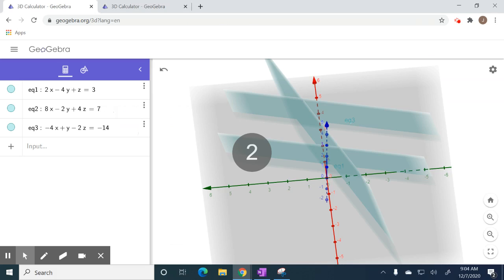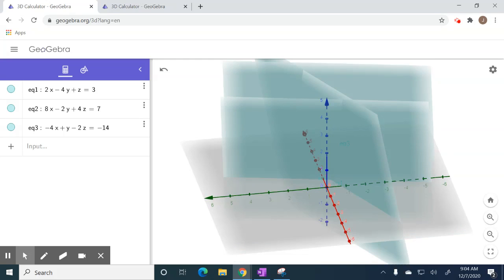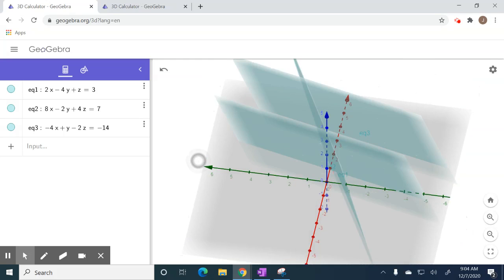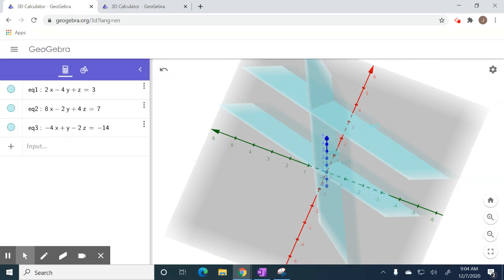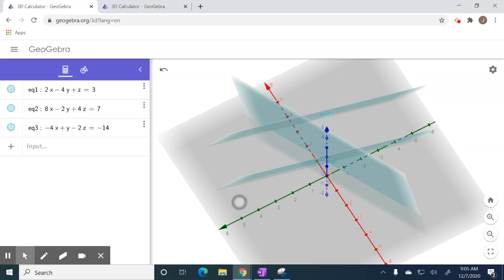So here I've graphed those 3 planes from that one with no solutions. You'll notice there are these blue rectangles that go on forever. And notice why there's no intersection there. There's no intersection because 2 of my planes were parallel. These 2 planes are parallel, so there's no point where all 3 of them intersect.